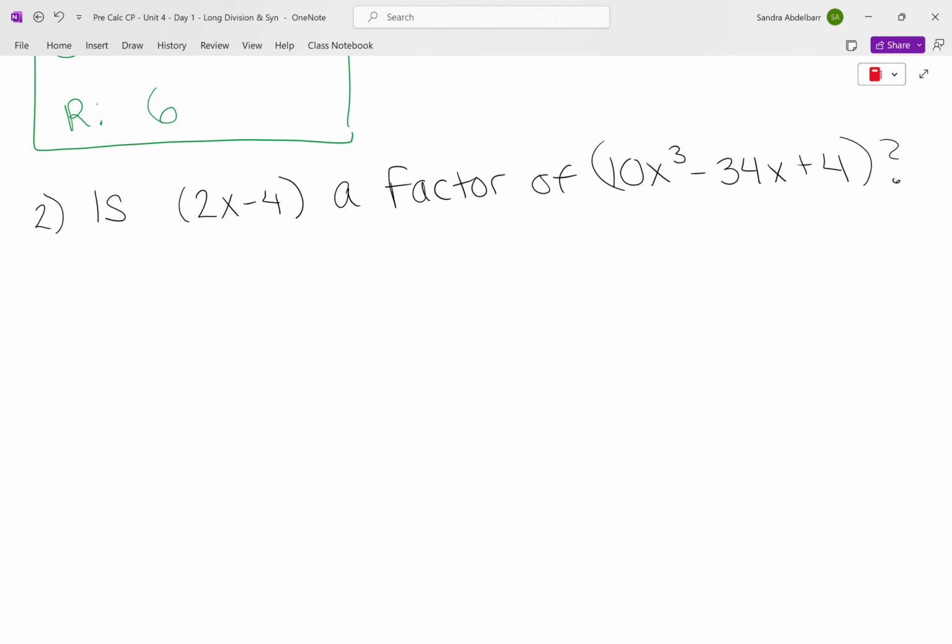All right, in order for you to find out if it's a factor, what should you do? Divide them. You're going to divide them, and if there's no remainder, then it's a factor. If there is a remainder, then it is not a factor. Do we need to add? Yep, you need to add the 0x squared, right? We need to add a 0x squared.